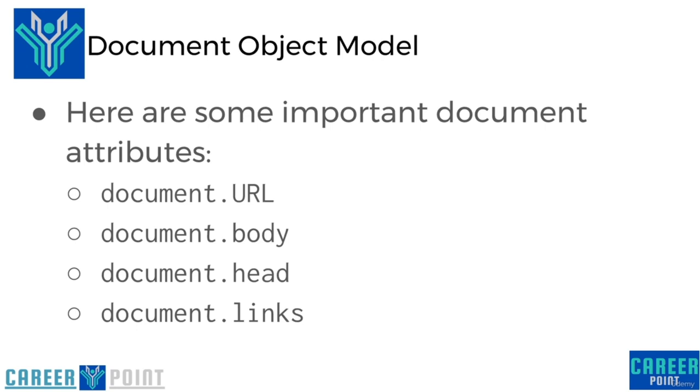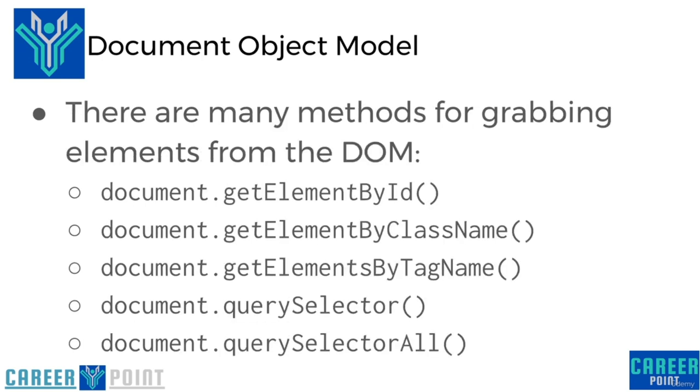So you can call a document and say .url, .body, .head, .links. So .url is actually going to return the actual URL of the website. .body is everything inside the body. It's going to return the HTML of the entire body. Document.head is going to return everything that's in the head of the page. And then .links are all the links that are on the page.